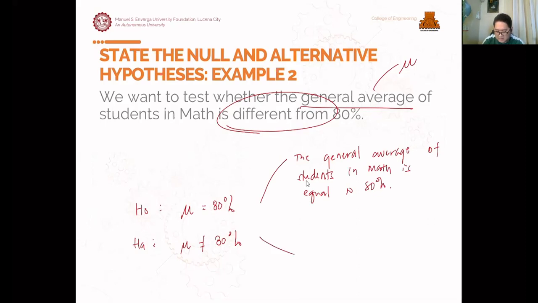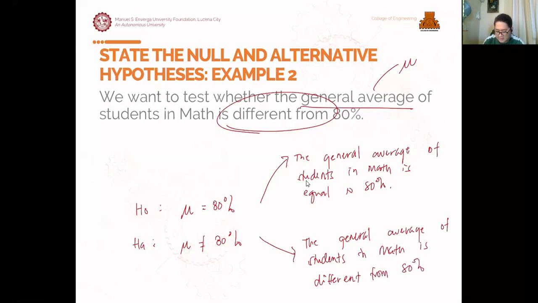So, yung is not different from, mag-a-apply siya dun sa null hypothesis natin. So, the general average of students in math is different from 80%. Okay? So, in words, ito yung statement natin. And in symbol, ito yung statement natin. Okay?